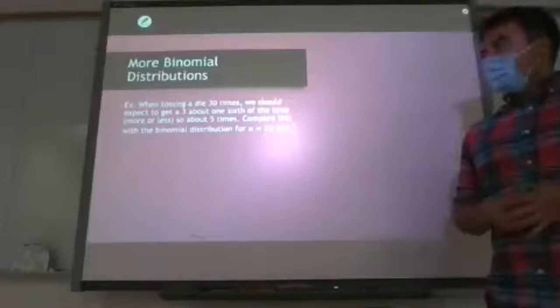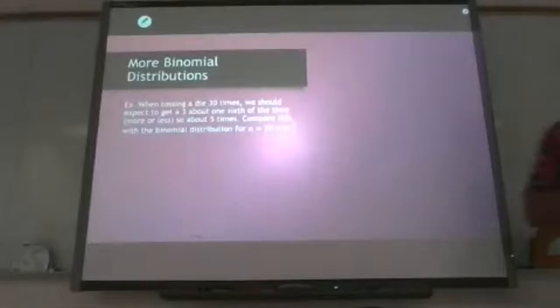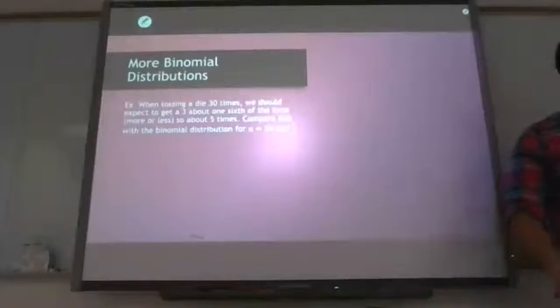Because there's 6 sides. So the chance of me getting a 3, which is only one of the sides, is about 1/6 of the time. About. So that means that 1/6 of 30 is 5. So we should get a 3 about 5 times. Now, if I don't get a 3 exactly 5 times, does that mean that the person that gave me that die fixed it or messed with it?